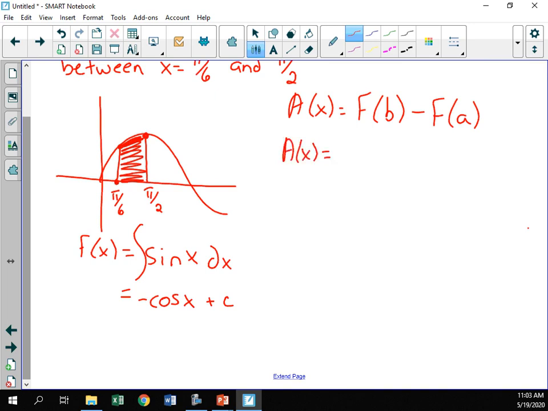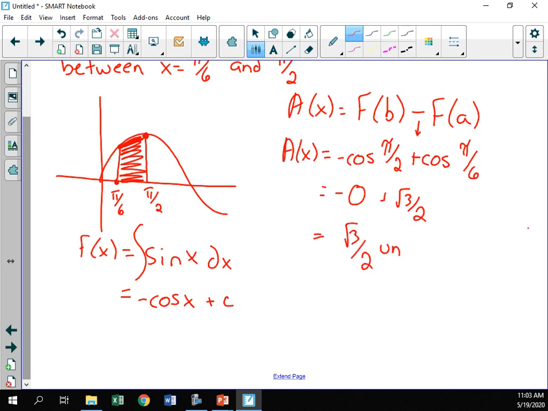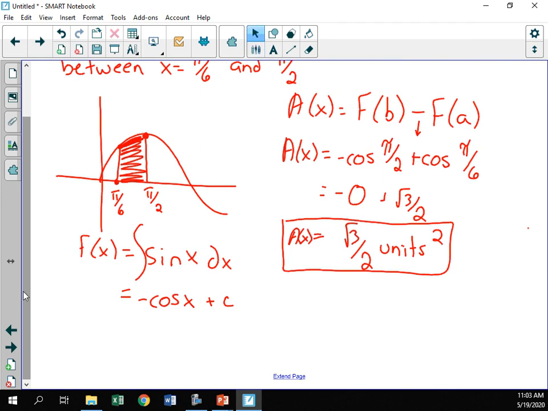So then what is my area? Negative cos at pi over 2 plus cos at pi over 6, because it's minus a negative. We're going to get negative, at pi over 2 cos is 0, plus my root 3 over 2. And so we're going to get root 3 over 2 square units, or units squared. And that is how you find the area using this idea. I am going to give you a bigger proof using the fundamental theorem of calculus. But that is it for this one.